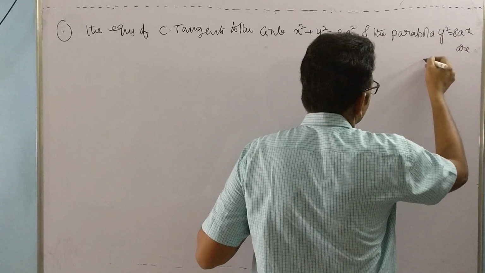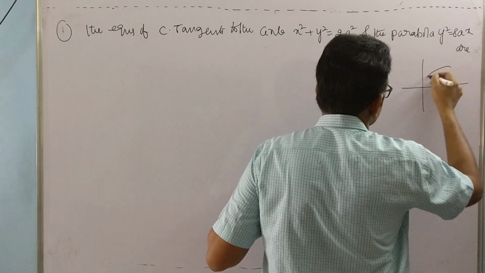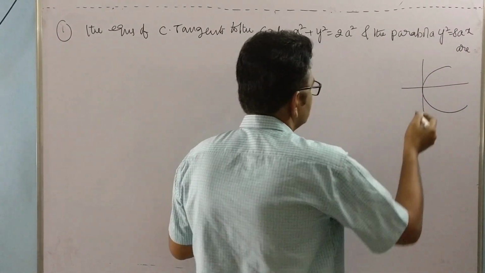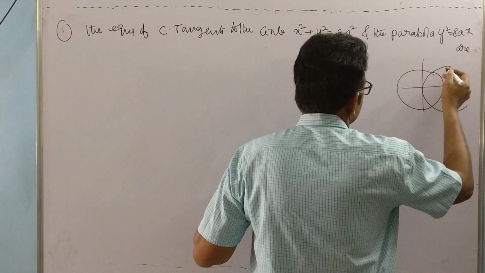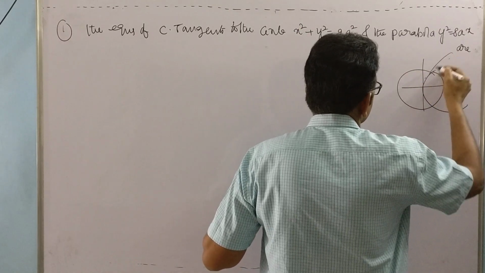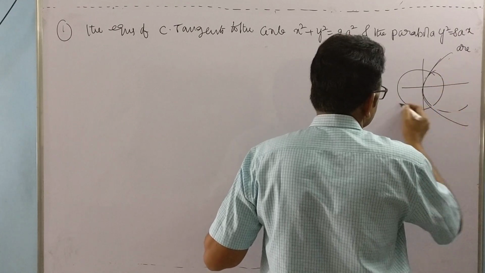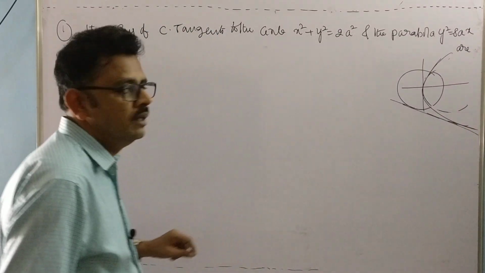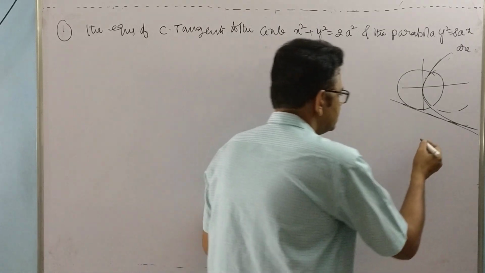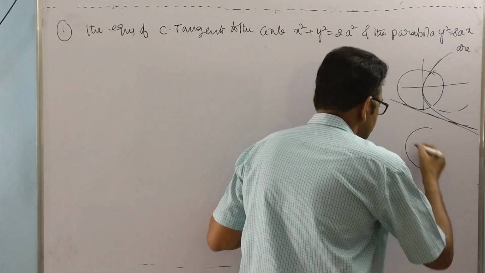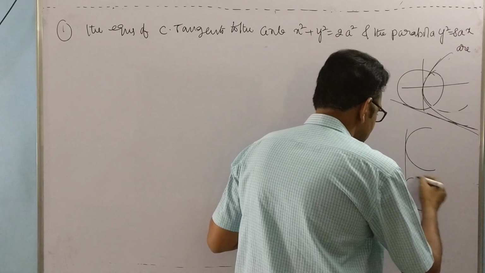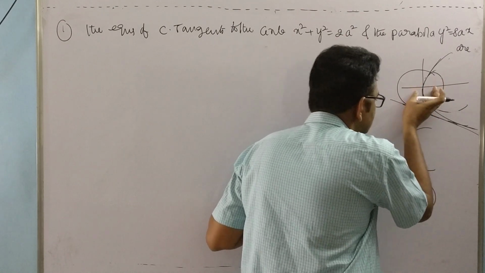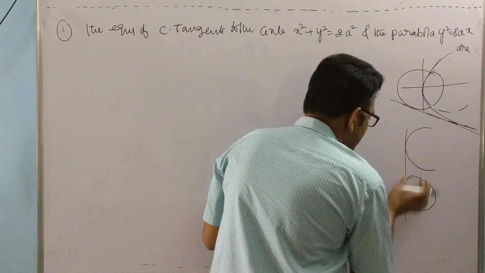y square is equal to 4ax is a parabola symmetric about x-axis. And the center of circle is 0, 0. So this is the circle. Now we have to find the common tangent. That is, maybe this is the common tangent. Or simply, for your understanding, you can draw separately. So this is the parabola. So this is the circle in general. But here, center of circle 0, 0, vertex is 0, 0. Actual diagram is like this. Just for your understanding, I can draw in separate diagrams.